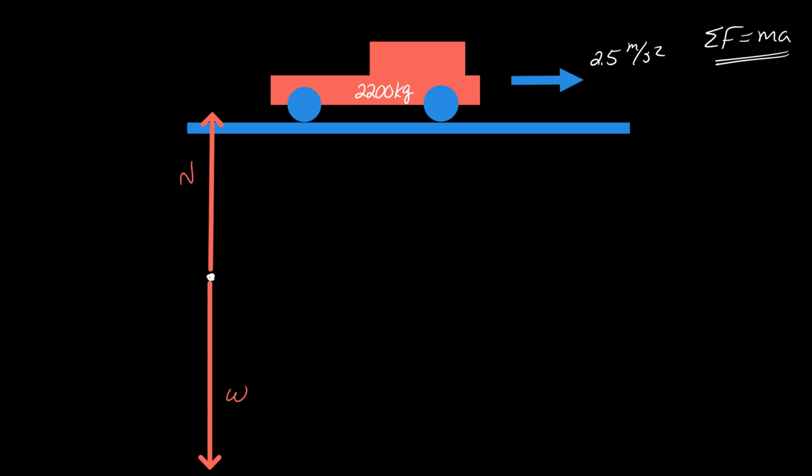We were told a force was acting on the truck, weren't we? 7,000 newtons acting to push the truck, I assume, forwards. So I don't have a name for this. I don't have to. It's 7,000 newtons to the right.